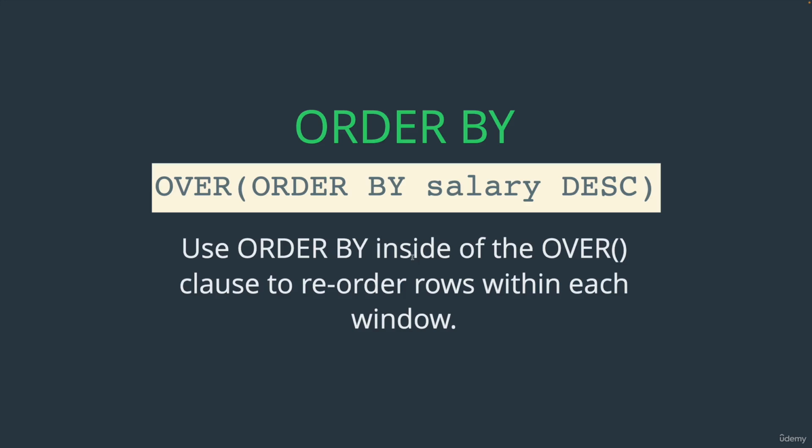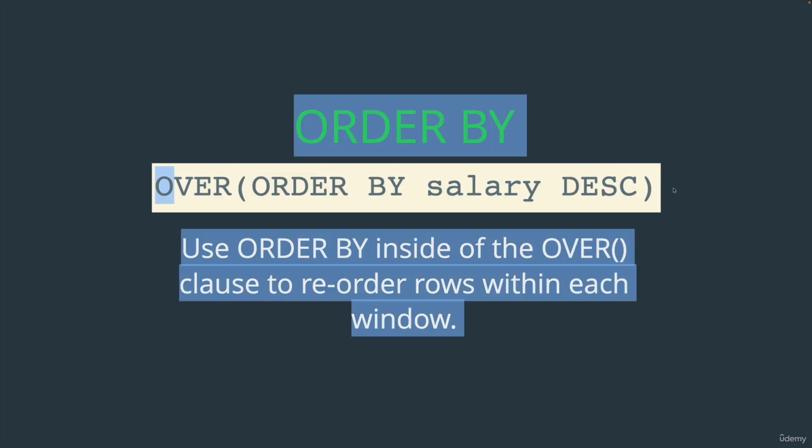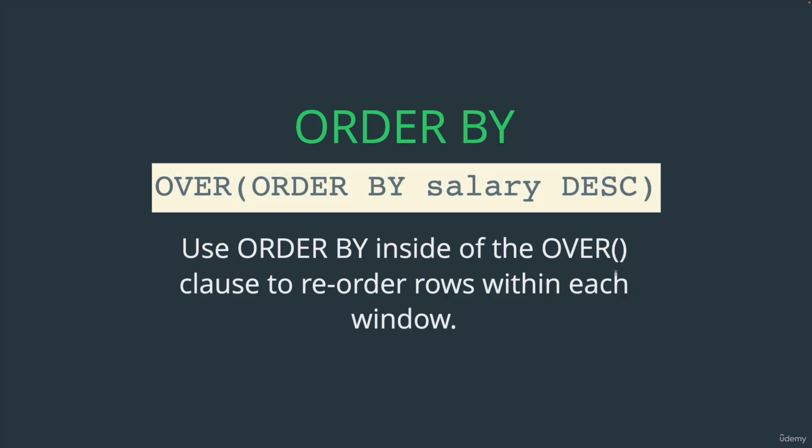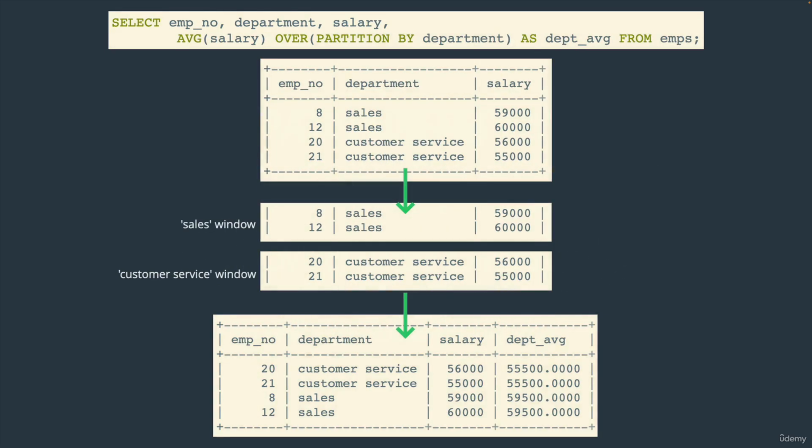Next up, we're going to talk about the order by clause that we can include inside of over. Order by inside of over is very different than the general order by we've already seen before. They're similar in that they change the order of rows, but when we include order by between the parentheses of over, we're telling MySQL to change the order of the rows inside of each window.